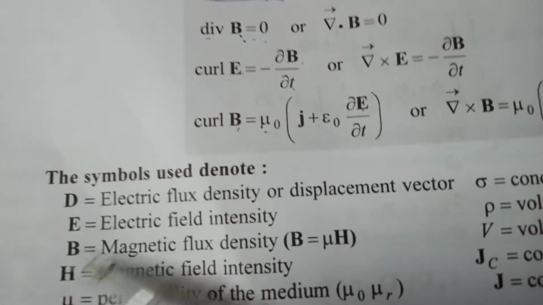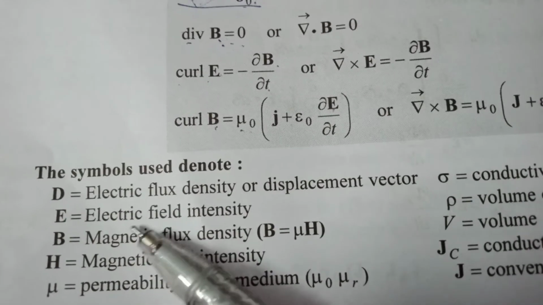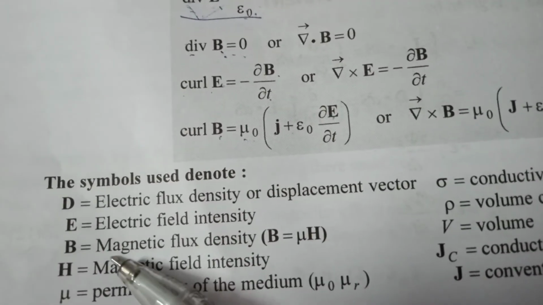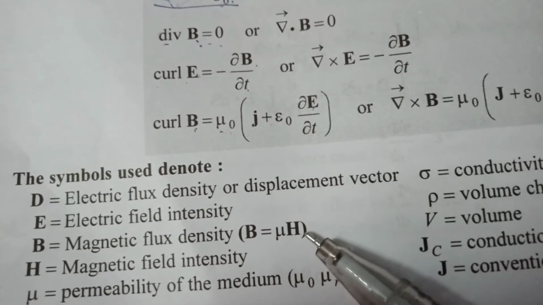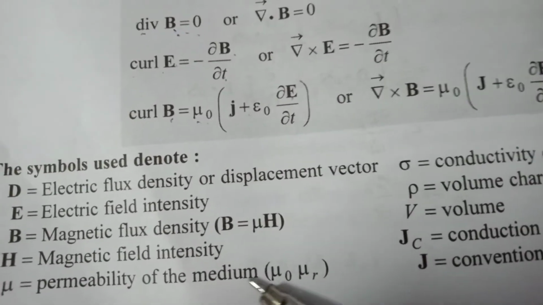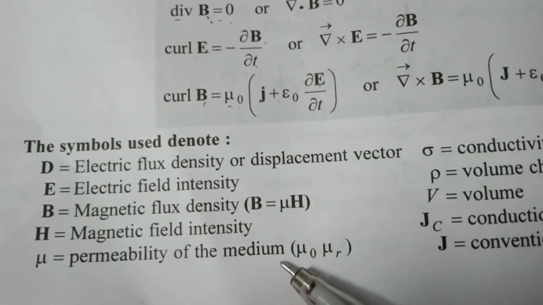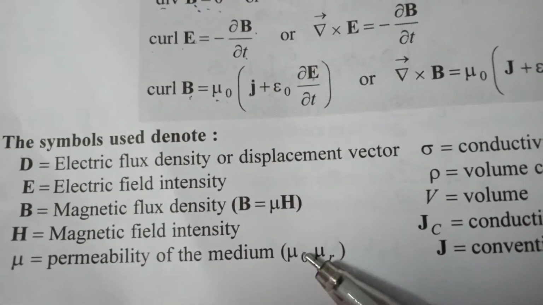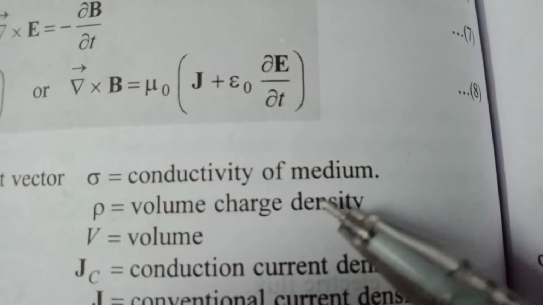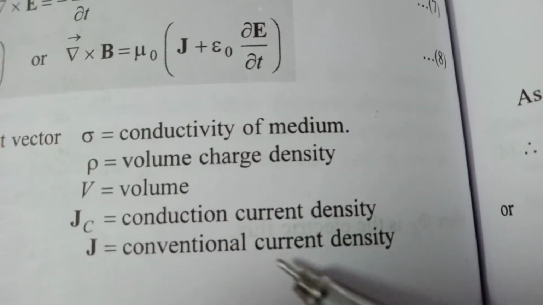Before that, let's once again see what is D, electric flux density or displacement. Capital E, strength of electric field or electric field intensity. Capital B, magnetic flux density. It is given by B equal to mu H. What is H? Magnetic field intensity. Mu, permeability of the medium. It can be mu 0 or mu r. This mu is permeability of the medium. It is a product of permeability of free space into relative permeability of the medium, mu 0 into mu r. Sigma, conductivity of the medium. Rho, volume charge density. V, volume. Jc, conduction current density. J, conventional current density.